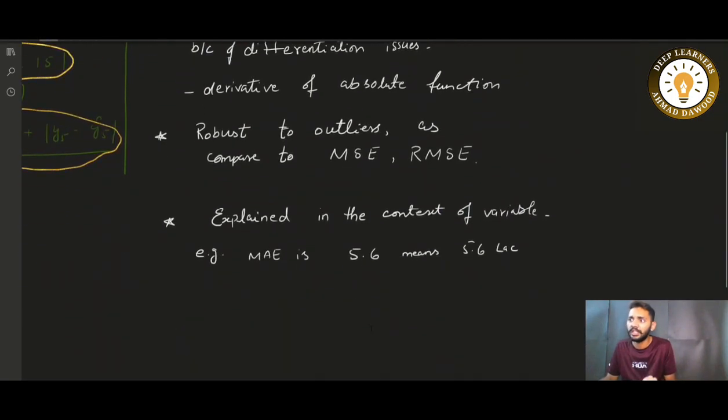First of all, the advantage is that it is robust to outliers as compared to MSE and RMSE. We will see how it is robust to outliers.